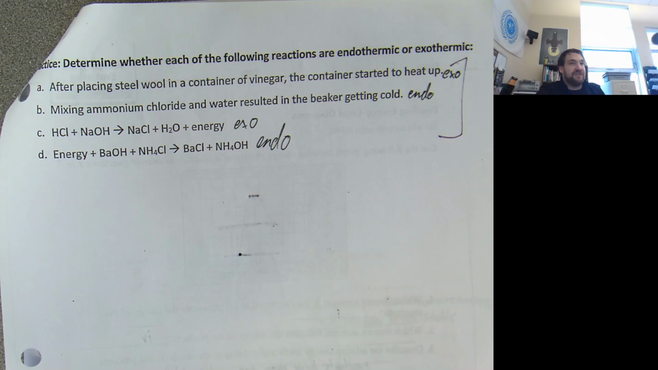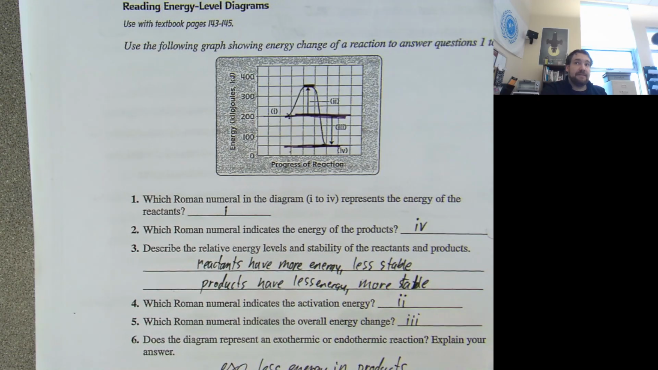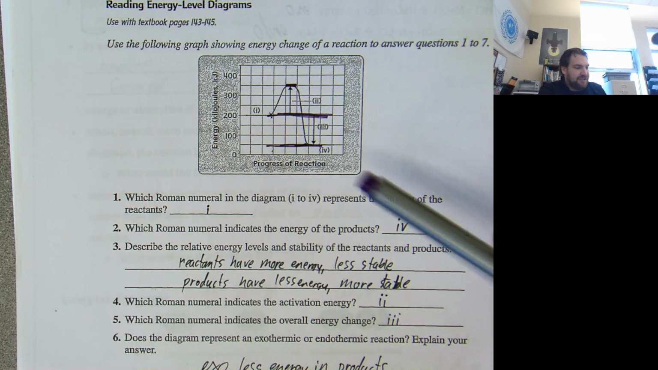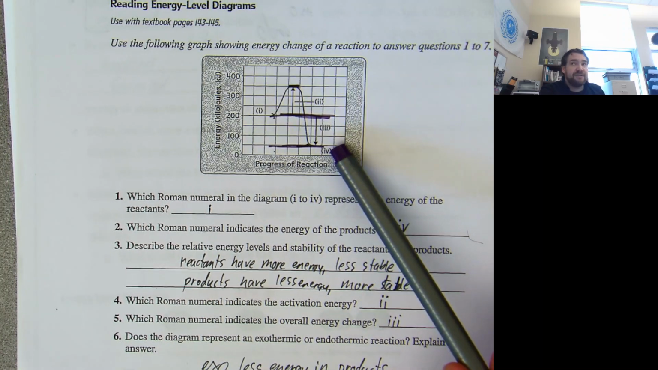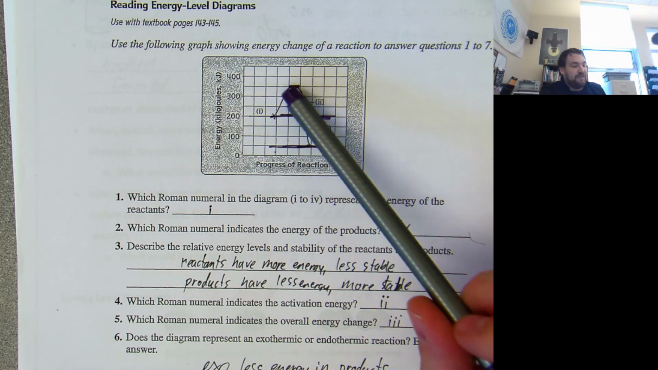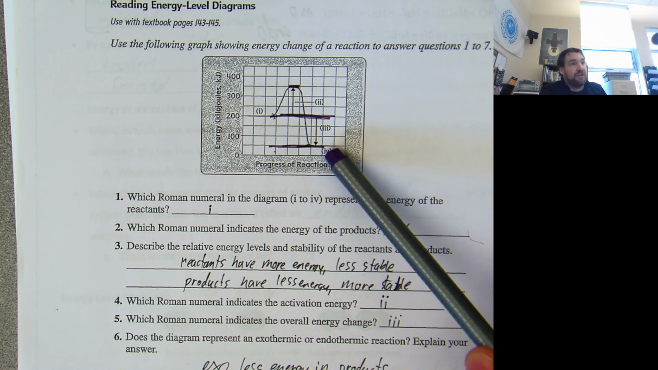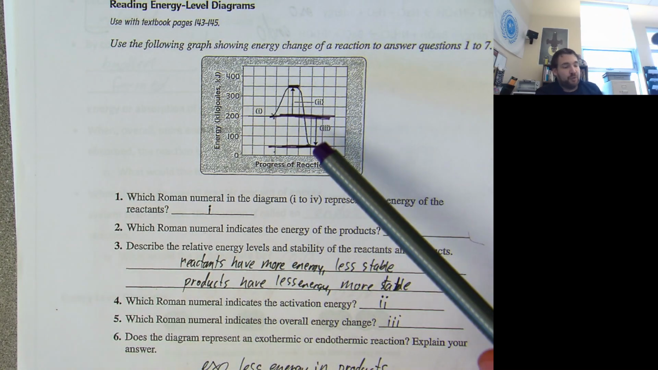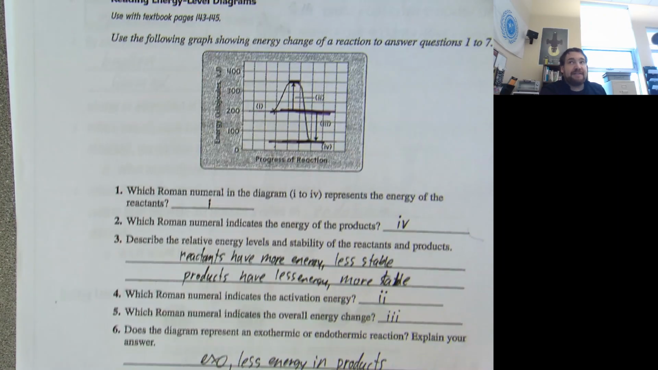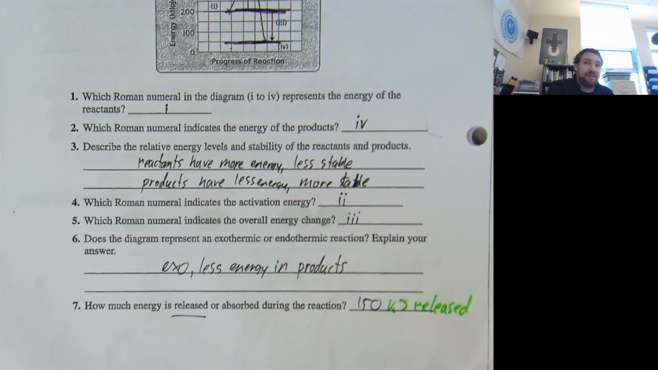The next set of questions I gave you was just about two graphs. There were energy graphs. The first one looked like this. The reactants start up here. They go up a little bit. Then the energy drops down to the products. If the energy of the products is lower than the energy of the reactants, that means energy was given off. That is an exothermic reaction. And so the breakdown of the questions looks like this.